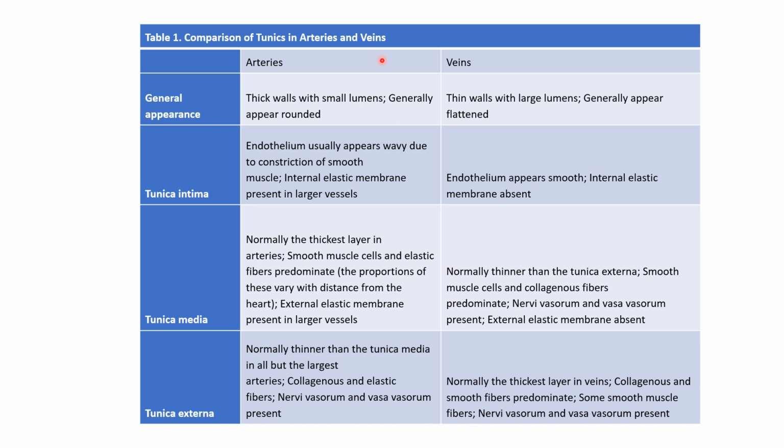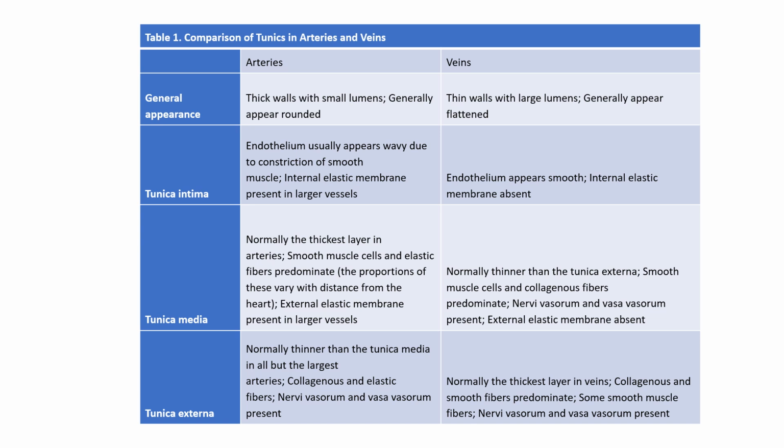And this is the comparison of the tunicae in arteries and veins. Here is the general appearance of arteries, with the tunica intima, tunica media and tunica externa. Arteries have thick walls with small lumens and generally appear rounded. In veins, the general appearance will be very thin walls with large lumens, generally appearing flattened.